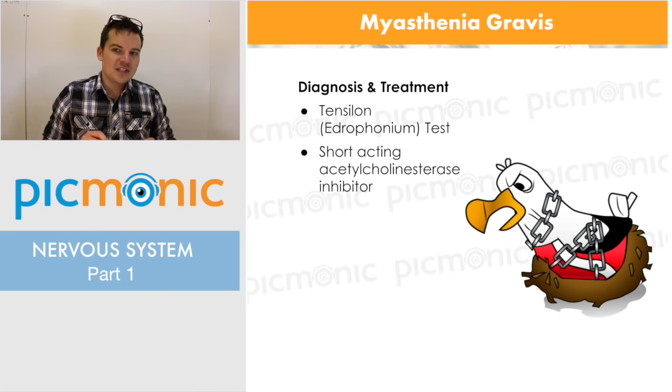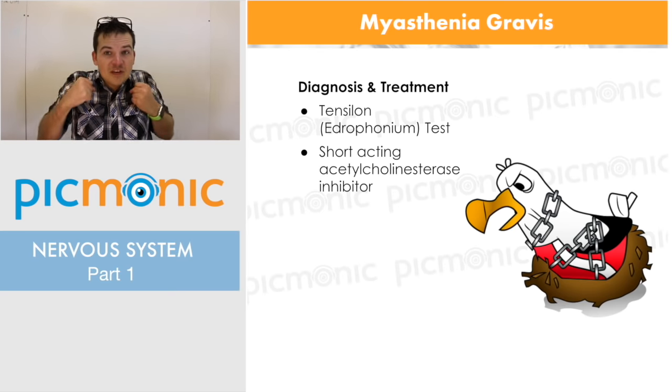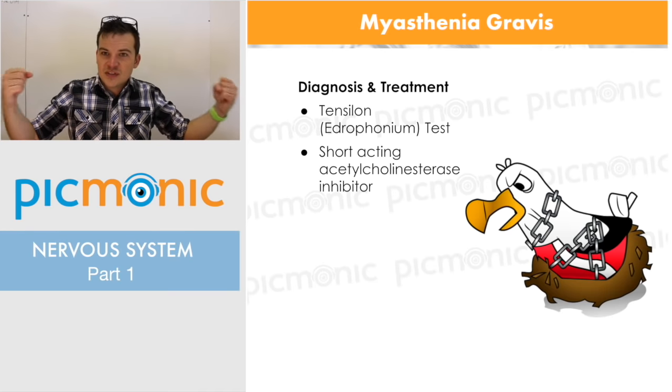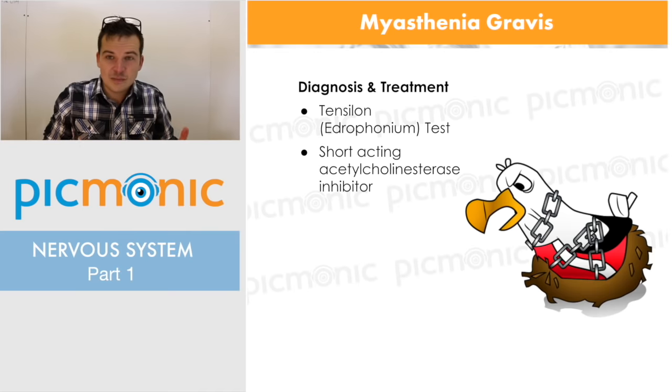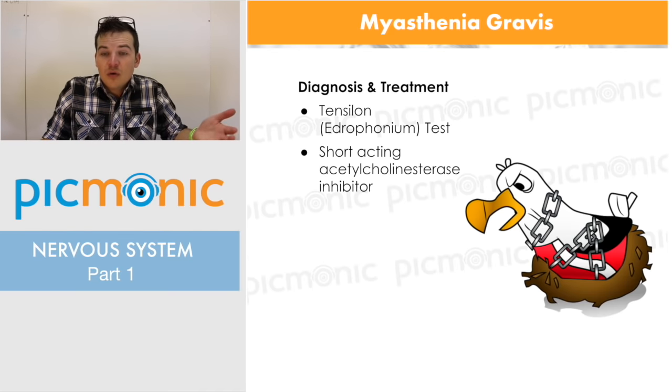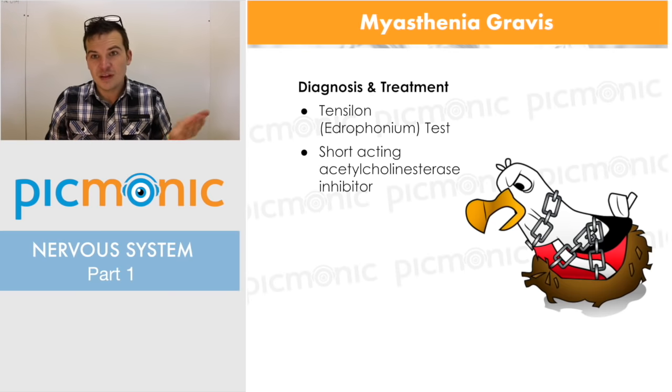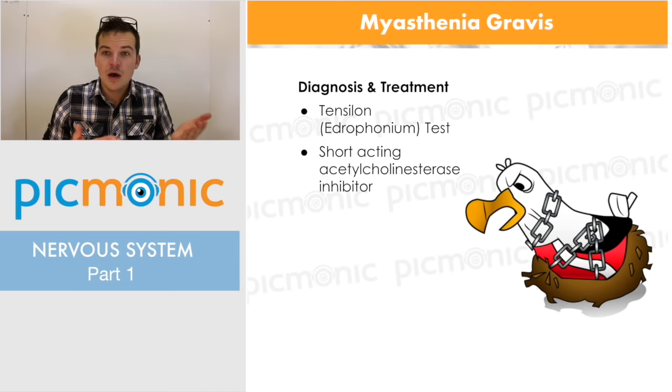So what happens when I give this test? If I give edrophonium and these patients start feeling like they got some more muscle use, right? They've got muscle use. What's going on? Well, that's a positive test. That means that these patients responded to the increase in acetylcholine. So they had an increase in acetylcholine and they were able to move their muscles better, an improvement. That means that's a myasthenic crisis, or they were under-medicated, or they have myasthenia gravis, right? That's the diagnostic tool.